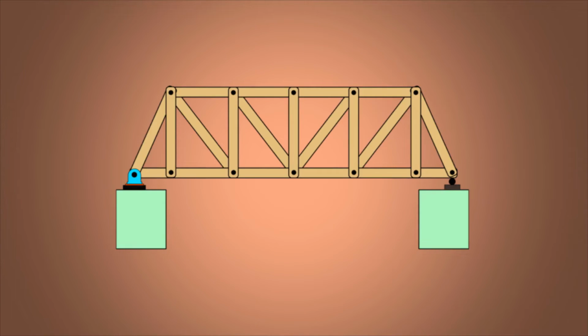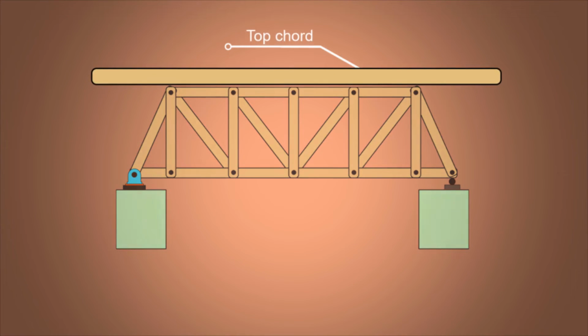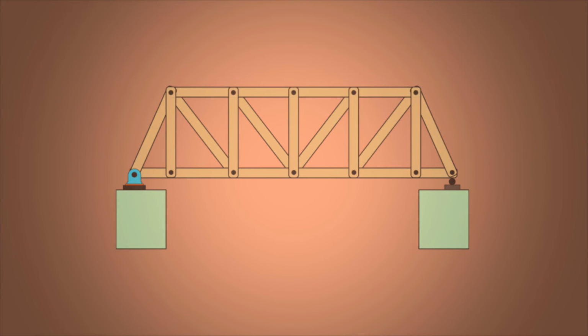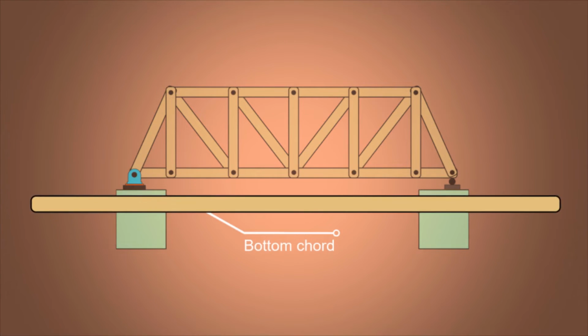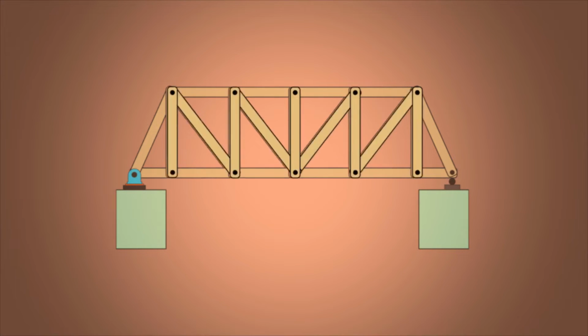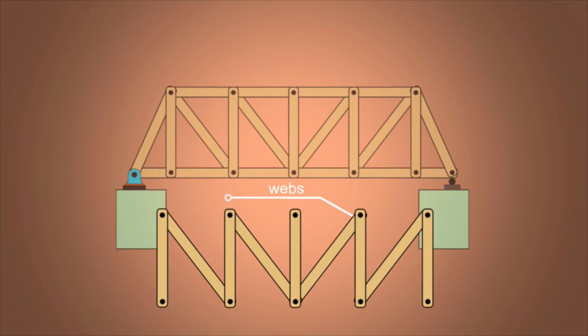Now, let us look at the structure of a simple truss. Here we have a simple plain truss. A truss has three basic parts. The first one is the top chord, the beam at the top, which is usually in compression. And then we have the bottom chord, the beam at the bottom, which is usually in tension. Finally, the webs, the interior beams.